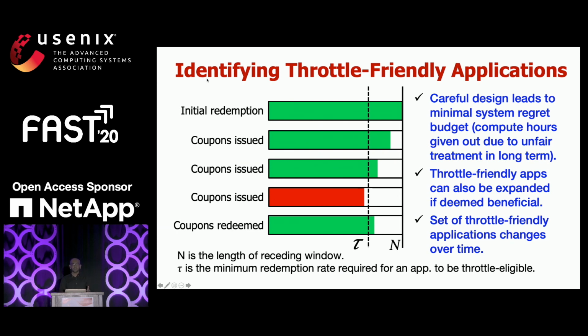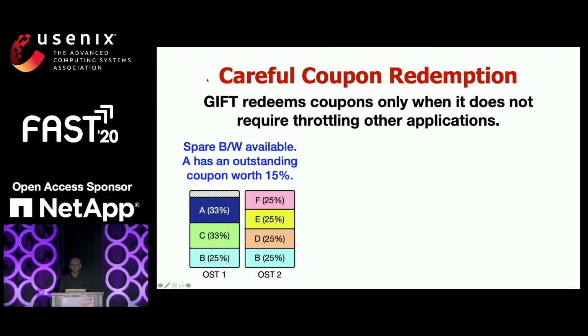But of course, an application that is non-throttle-friendly can still become throttle-friendly. For example, if the issued coupons get redeemed at a later point, then the same application, as shown in the last bar, can become throttle-friendly. So the set of non-throttle-friendly and throttle-friendly applications keeps changing from one instance to another, and no application is permanently labeled as being throttle-friendly or non-throttle-friendly. It's just that we have this factor of tau because we don't want to keep blindly issuing coupons to an application if it's not going to be able to redeem them at a later point, because that's going to cost system compute node hours.